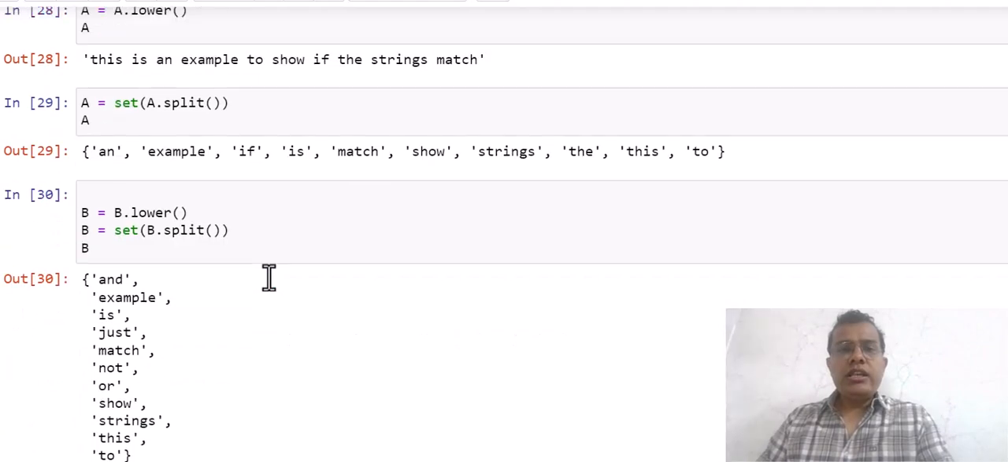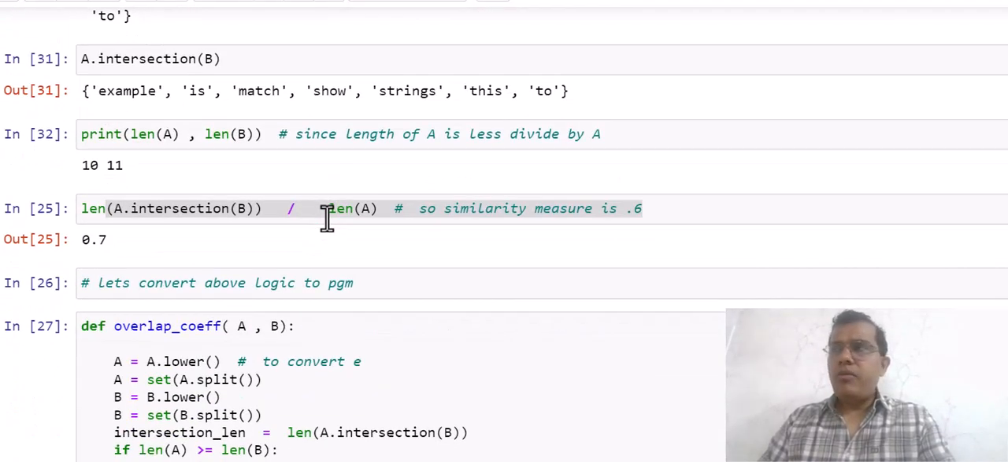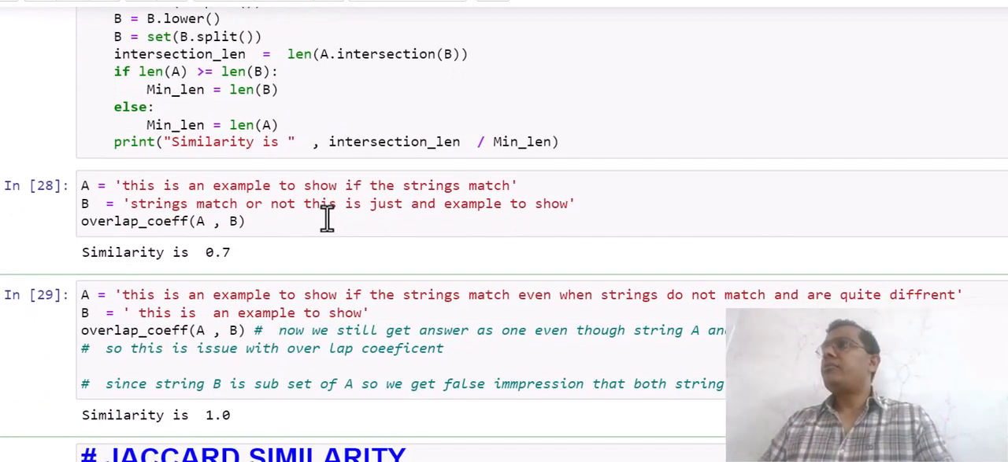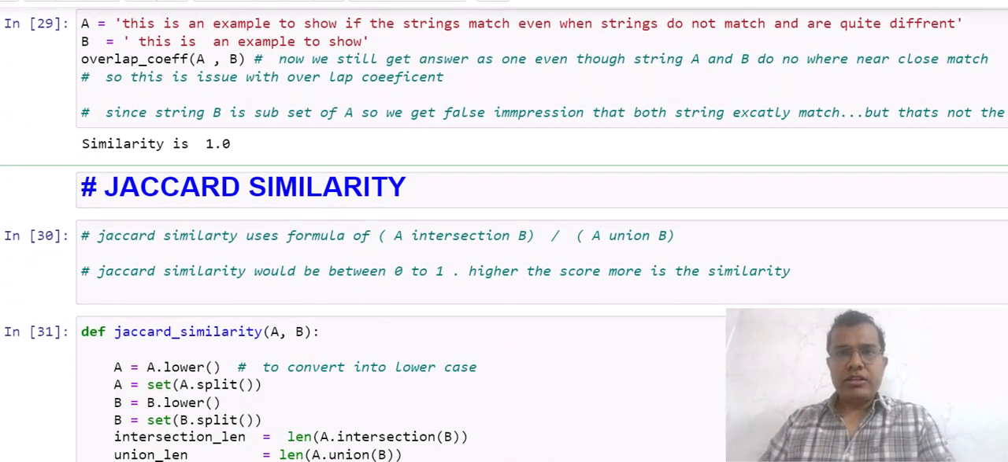So when you are using this methodology, the overlap coefficient, please keep this drawback in your mind and don't just make a decision that you have got a 100% match. It may not be a match, but still you may get an answer that it's an exact match.